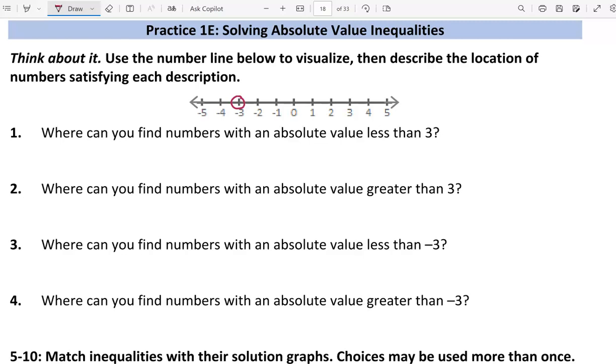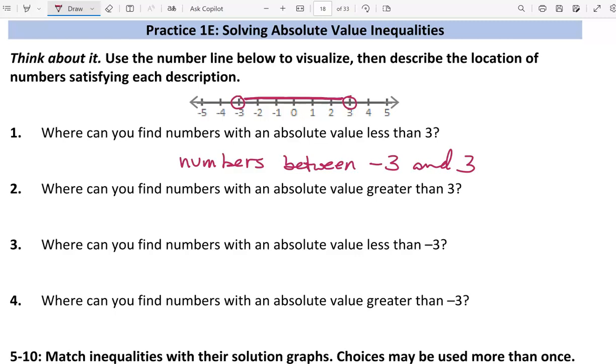So that would be your numbers that are between -3 and 3. In other words, the distance away from 0 is smaller than 3, so those numbers are going to be close to 0. And then those would be numbers between -3 and 3, just a verbal description.